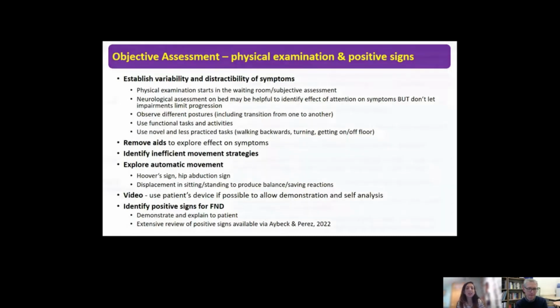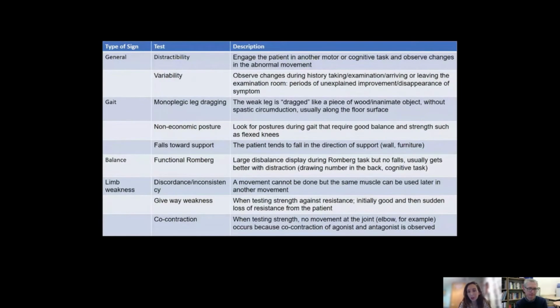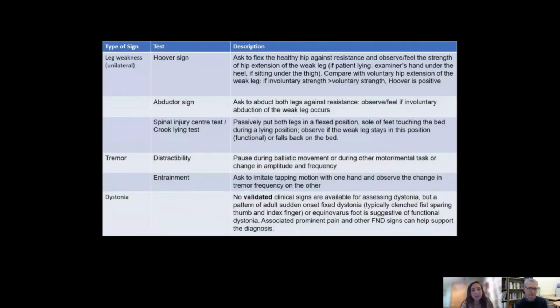So we'll have a look at the next slide. I'm not going to go through all of these. Distractibility and variability are the two key signs that many neurologists will look at as an overarching way of thinking about FND. But some of the more specific tests like Hoover sign, abductor sign, and the distractibility or entrainment of tremor can be really helpful, not just for physiotherapists, but for any clinician to use to physically demonstrate how symptoms are changeable. And if a symptom is changeable, it's treatable, hopefully. And it gives some positivity to the session, but it's a really important tool.